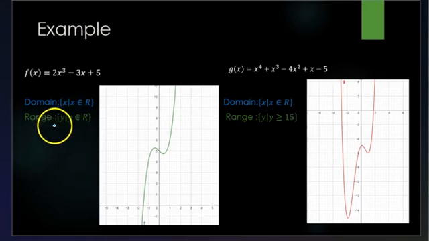You would see that the domain will be all real numbers, but the range will depend on the graph. In the first graph, you can see clearly that y can be any real number, but for the second one, there's a minimum value. It's not easy to graph a polynomial function without calculus, so we just have to learn how to find the domain and the range.